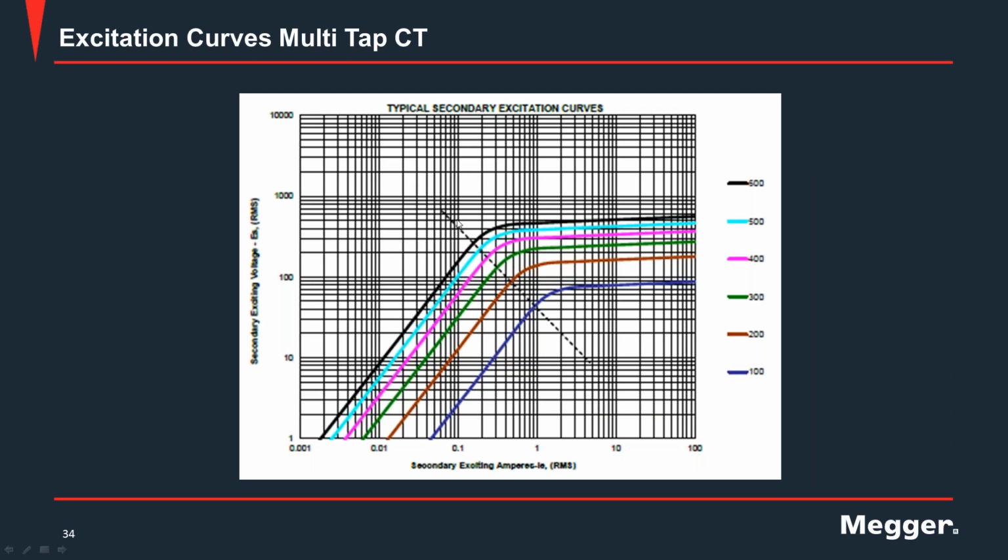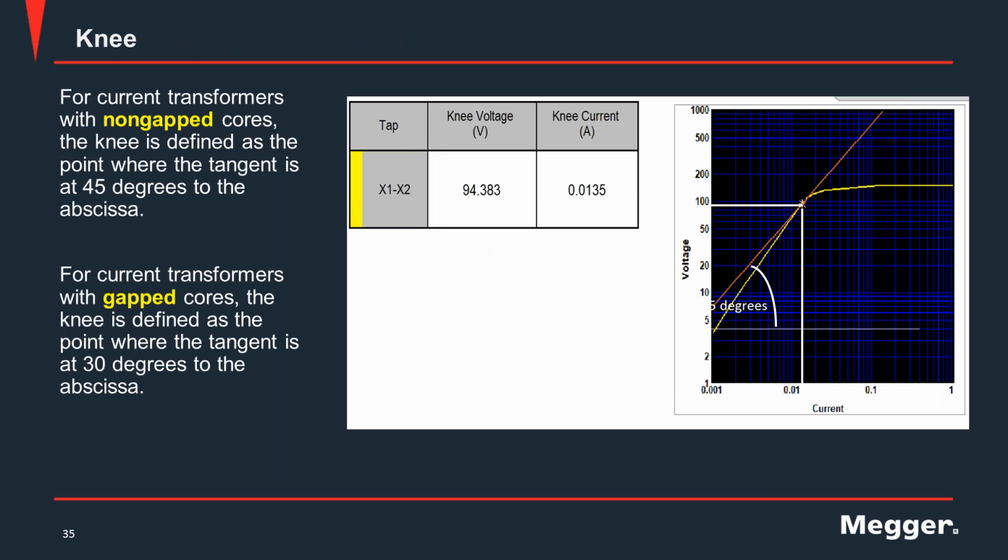And in here, as I've said, we have the saturation line here. This is the saturation point. And for the ANSI standard, they use tangent 45 degrees and tangent 30 degrees. Tangent 45 degrees is used for the non-gap core, and tangent 30 degrees is used for the gap core. So as you can see, we will draw a tangent at 45 degrees, and where the line touches this curve, that is the point of our saturation.